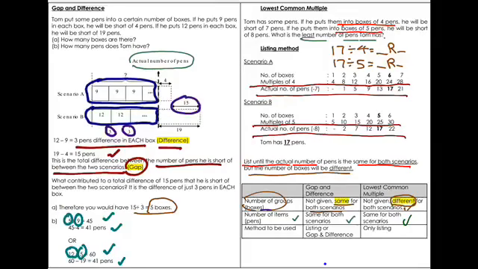With this, you can only use the listing method for the lowest common multiple question, whereas for the gap and difference question, of course, you should use the gap and difference method, or you can do it by listing as well, which I will not show you today.